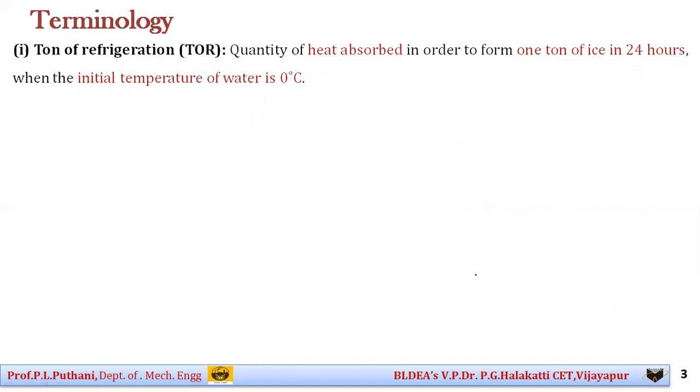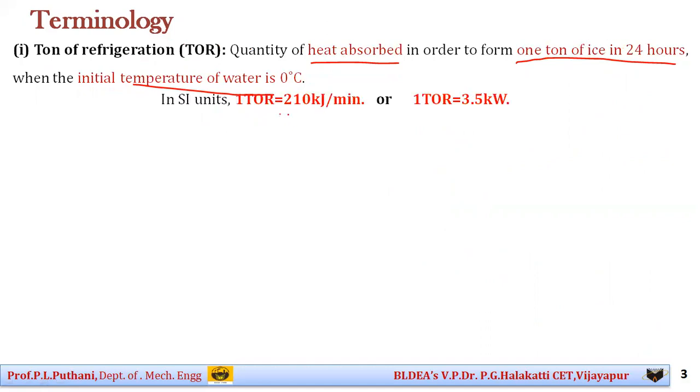Generally the heat which you are absorbing, we discuss in terms of joules itself. So now if I convert this in terms of joules, the quantity of heat absorbed every 24 hours to form 1 ton of ice when the initial temperature is 0 degrees Celsius, the amount of energy required, that is 1 ton of refrigeration, is equal to how much? 210 kilojoules per minute is required. Or in terms of watts, it is around 3.5 kilowatts. So this is a very, very important factor.